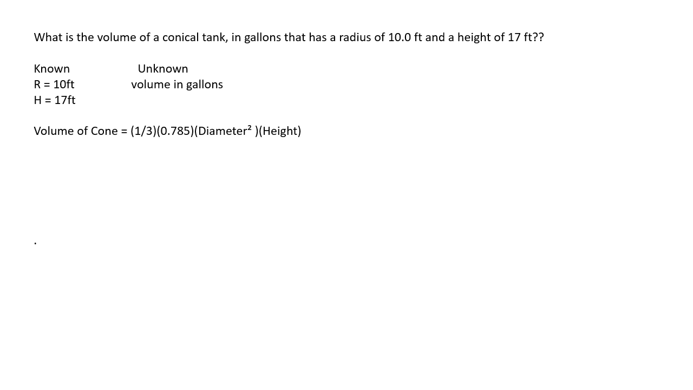Wait a second, they gave us the radius instead of diameter. This formula won't work. Be careful, questions will try to trip you up. There's two things we can do here. We can either multiply the radius by 2 because the diameter is twice the length of the radius, and then we can continue to use this formula. Or if you've seen the volume formula for radius, we can substitute 3.14 for the 0.785.